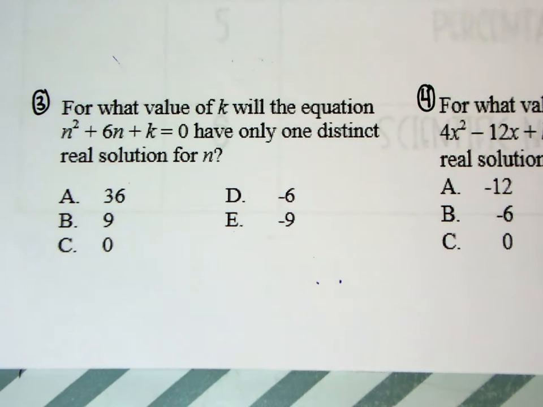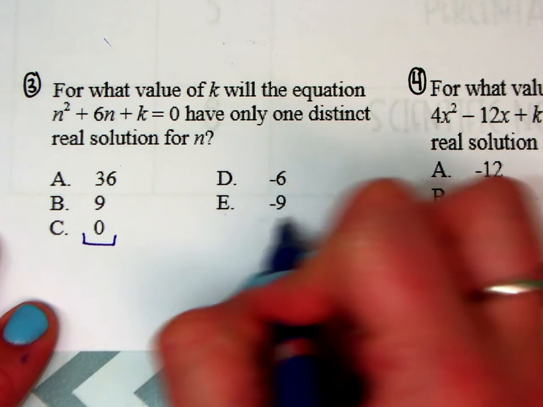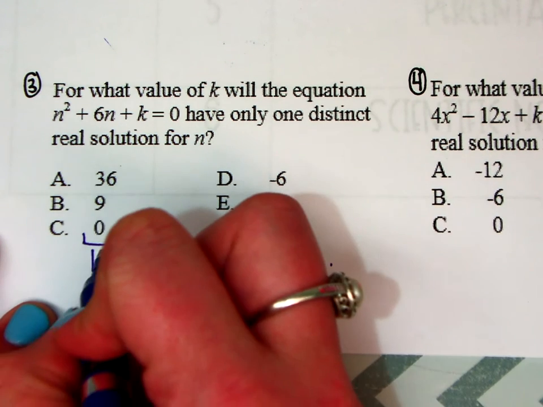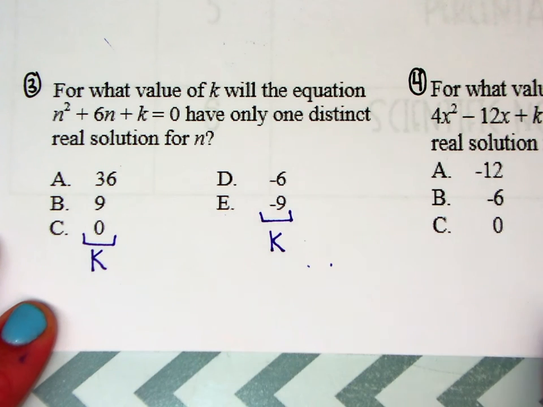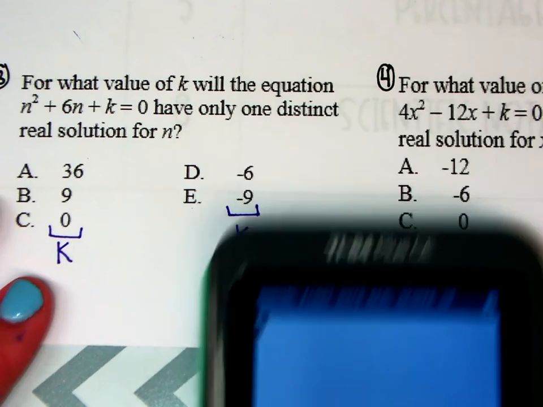All right, for what value of k will the equation n squared plus 6n plus k equals 0 have only one distinct real solution? So all of these answer choices that are located here, those are all potential k values. What I would recommend is I would just graph them. Honestly, I would not try to do anything else other than graph.